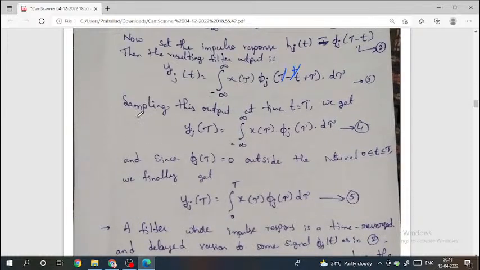Next step, we assume one condition now: φ_j(τ) is equal to 0 outside the interval 0 to T. So finally, only for 0 to T we will get this expression. For the remaining interval it is 0. Hence y_j(T) is equal to the integral from 0 to capital T of x(τ) φ_j(τ) dτ. Take this one as expression number 5.